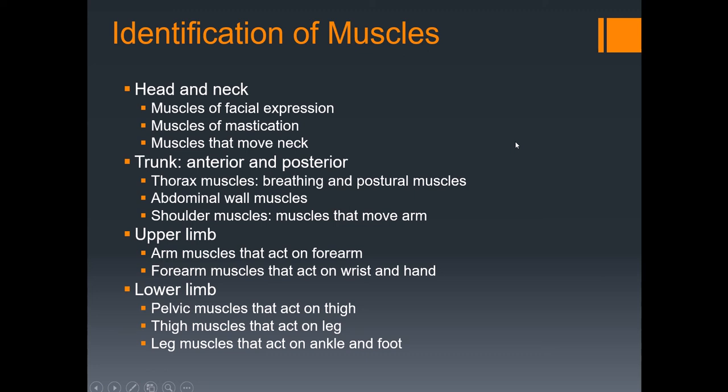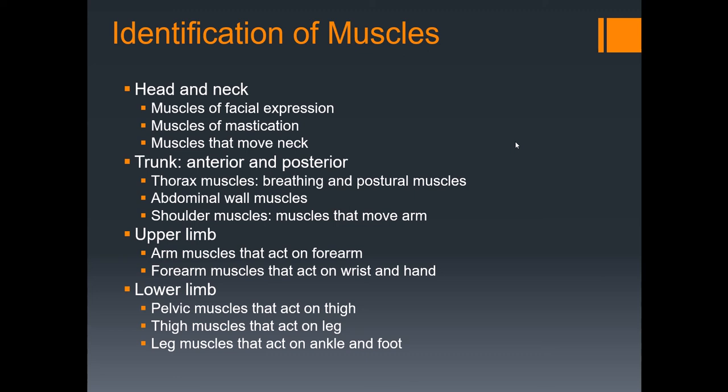So the way I broke the muscles up is into the head and neck muscles, the trunk muscles, upper limb, and then pelvic girdle and lower limb. So in terms of the head and neck, we're going to look at facial expression muscles, then muscles involved in mastication, or what we call chewing, and then muscles that move the neck and the head on the neck. Then we're going to look at anterior and posterior trunk muscles in terms of our breathing muscles and our postural muscles, the muscles of the abdominal wall, and then the shoulder muscles, which will then move the arm.